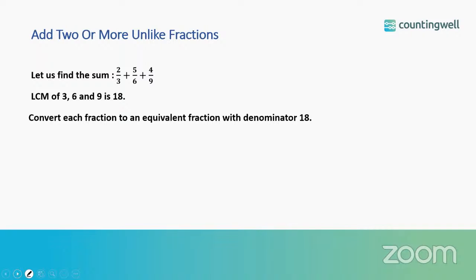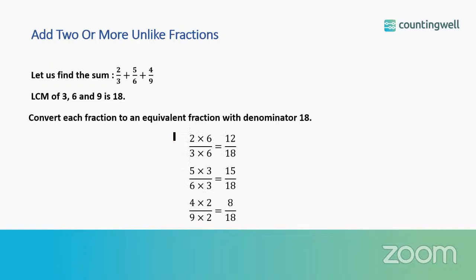Now we have to convert each fraction into an equivalent fraction with denominator 18. So see here, we have 2 by 3, 5 by 6 and 4 by 9 as the fractions given in the question. As you want to make the denominator the same for all the fractions, to convert 3 into 18, you just have to multiply by 6. Same you have to do for the numerator also. Again here, you have 6 in the denominator, but you want 18. So you have to multiply by 3.